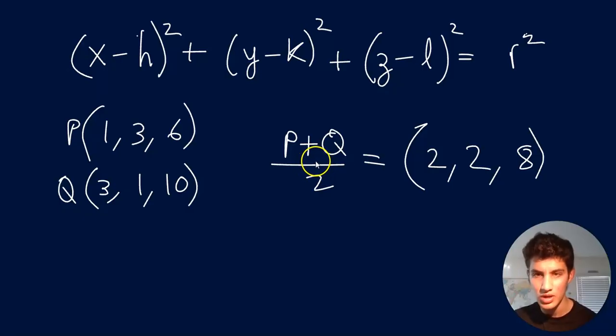Now, h will be negative 2, k will be negative 2, l will be negative 8. Just be careful. Wait, no, sorry. H will be 2, k will be 2, l will be 8. So it'll be x minus 2, y minus 2, z minus 8. Sorry, I messed that up a little.